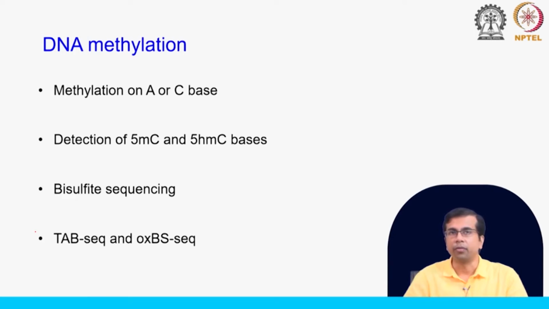Just to summarize what we know about DNA methylation so far, these are methylations on A or C bases mostly. Of course, we have talked about some other modifications as well, and we have talked about detection of 5mC and 5hmC bases, which are modifications on cytosine. Specifically, we talked about bisulfite sequencing that could easily allow us to identify these modifications at the genome level, across the whole genome. And we also talked about TAP-seq and OxBS-seq. These allow us to distinguish between 5mC and 5hmC modification, because these are important for certain applications.